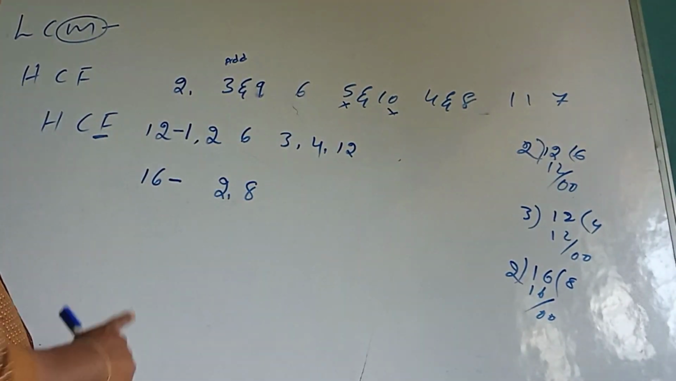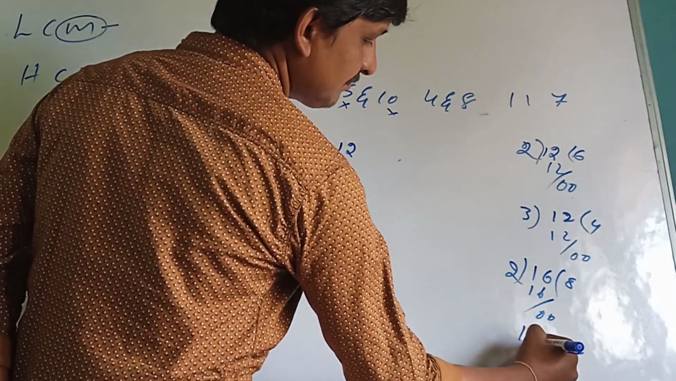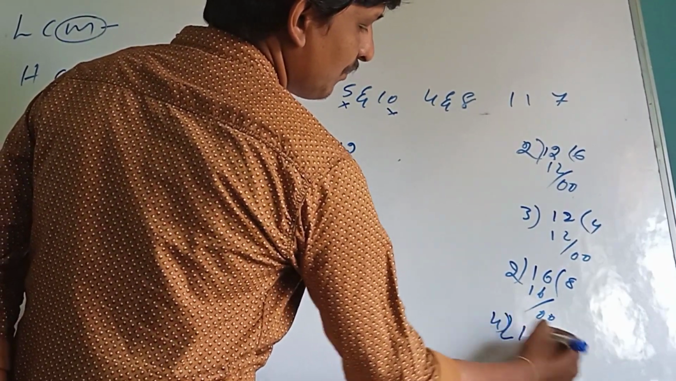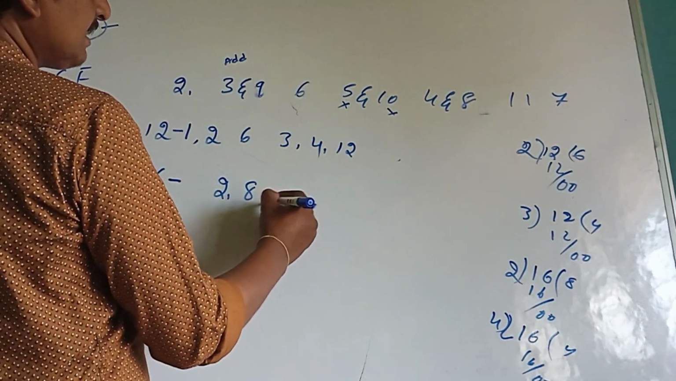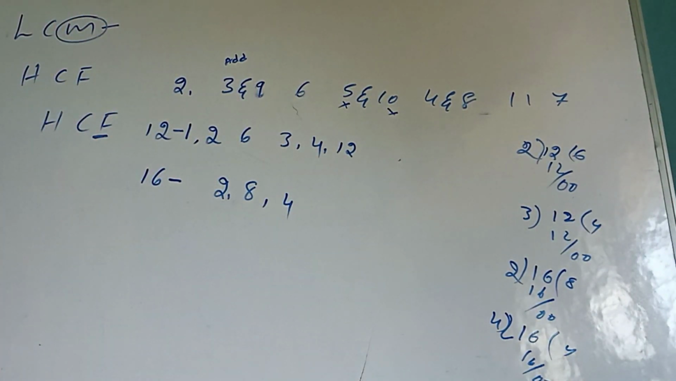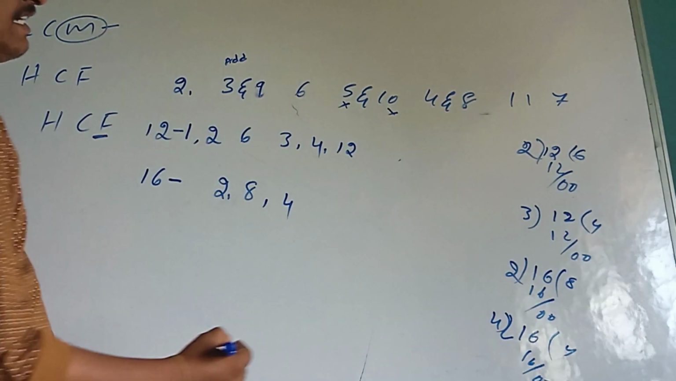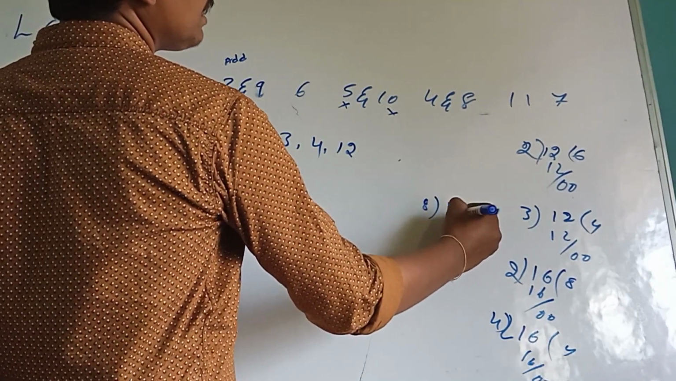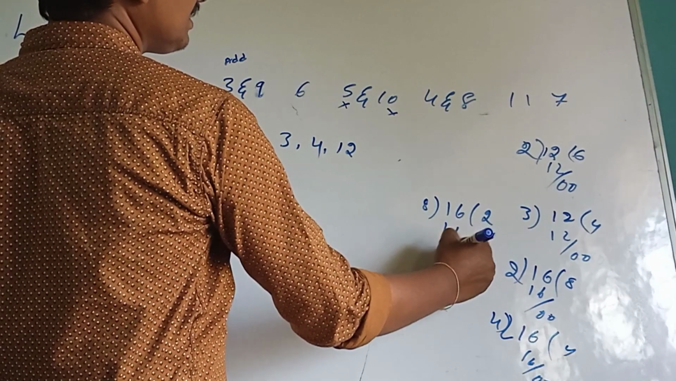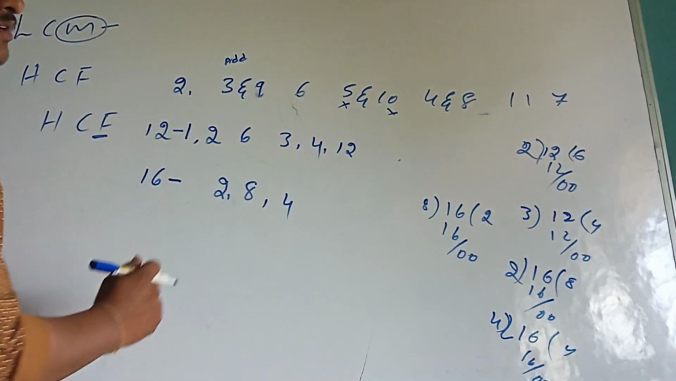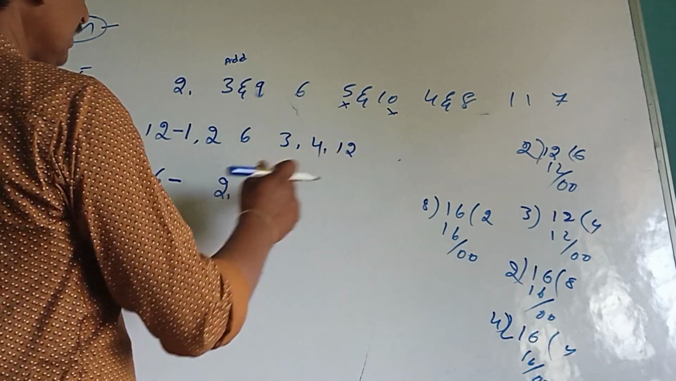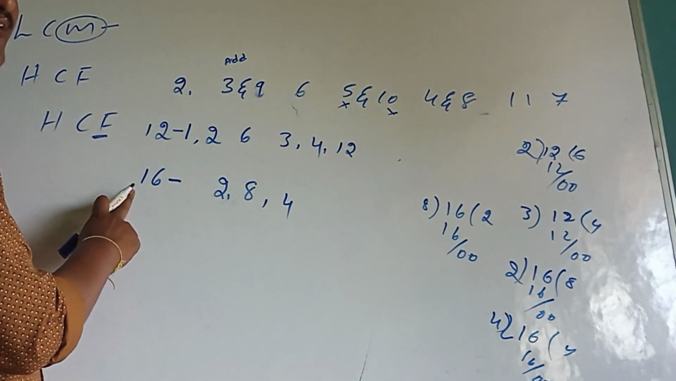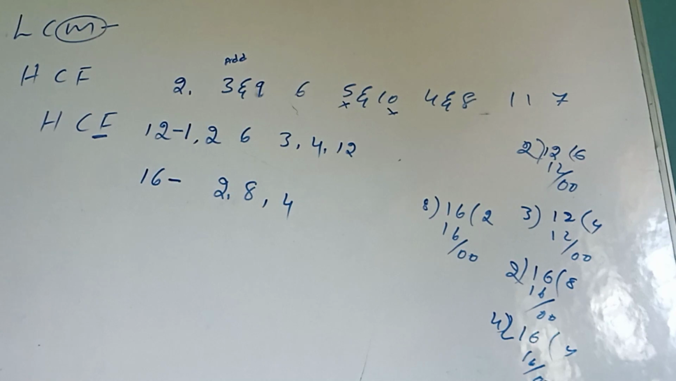And 4. For 4 we have to divide it. 4 4s are 16, remainder 0. So 4 is a factor of 16. Then 8. 8 2s are 16, remainder 0. So 8 I have already written, so don't write it again. Then 11. 6 minus 1 is 5. It does not come in the 11 table.